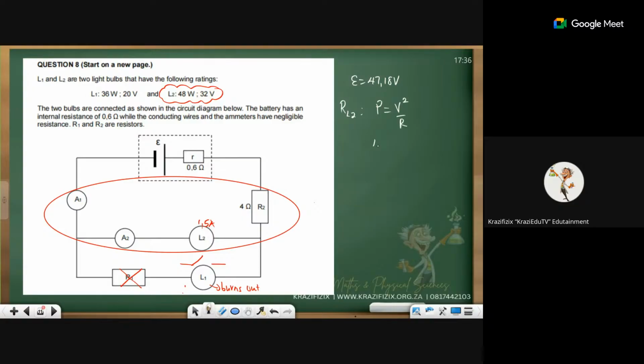What's our power? 48. 32 squared. Please give me an answer quickly. What is R of L2? Come, calculate. 21,33. 21,33.